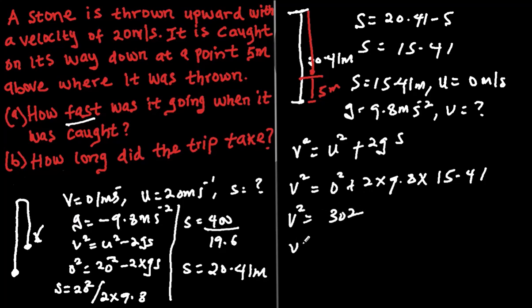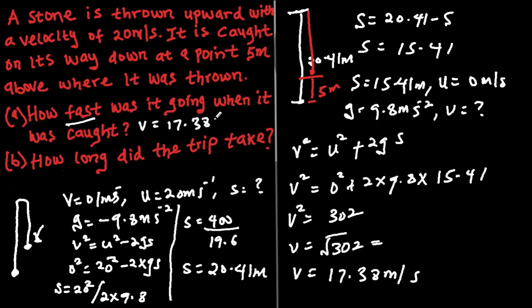Now our V is going to equal the square root of 302. The square root of 302 is going to give us 17.38. So the velocity is 17.38 meters per second. Alright, I'm going to write it here. So V equals 17.38 meters per second. So when the object was caught, it was traveling at 17.38 meters per second.